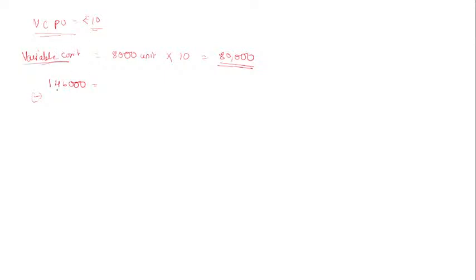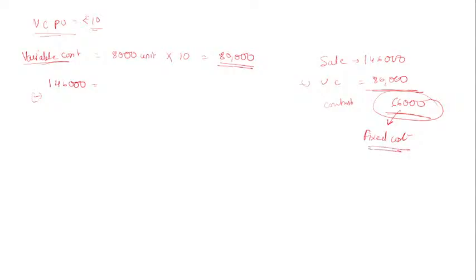The total cost is 1,46,000. When you reduce your variable cost of 80,000 from it, you will get 66,000. This 66,000 is called your fixed cost.